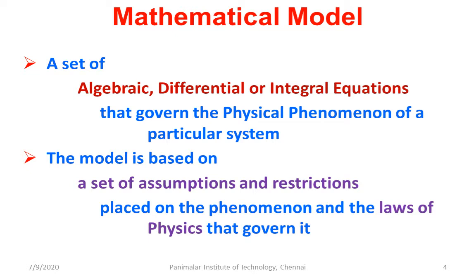Now we have understood what an engineering problem is. Now we proceed to the mathematical model: how to convert an engineering problem into a mathematical model. First we will see what a mathematical model is. A mathematical model is nothing but a set of algebraic, differential or integral equations that govern the physical phenomenon of a particular system. Any physical phenomenon should be converted in terms of mathematical equations, and only then can we do further analysis of that phenomenon.